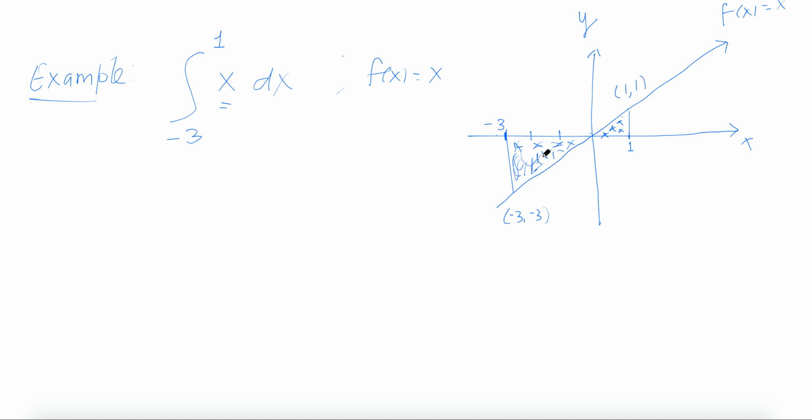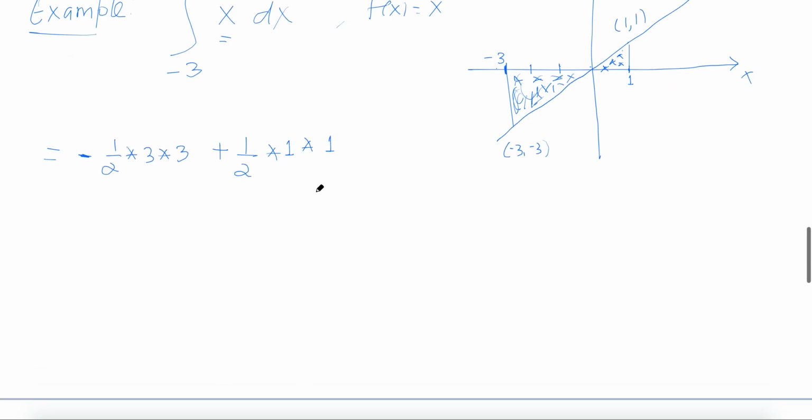Now let's find the area of this first part. This is below the x-axis, that's why we have a negative sign here, right? This is half base times the height. Base is 3 and height is 3, that's why it is -1/2 times 3 times 3. And then we add the second part, this one, which is above the x-axis, that's why I will have plus 1/2 times base 1 times height 1. So this is -9/2 plus 1/2, which is -4.5 plus 0.5. If you do -4.5 plus 0.5, then you should be getting -4.